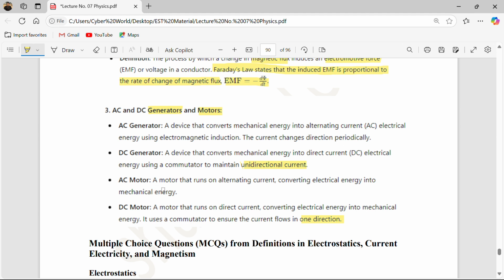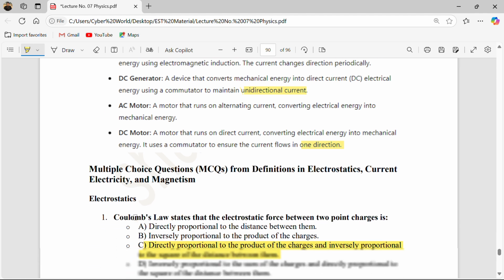While your AC motors, what are AC motors? AC motors work on alternating current, and they convert electrical energy into mechanical energy because these are motors. And a DC motor converts direct current, the electrical signal, into mechanical energy, and it should be in one direction because you know that DC is unidirectional current.